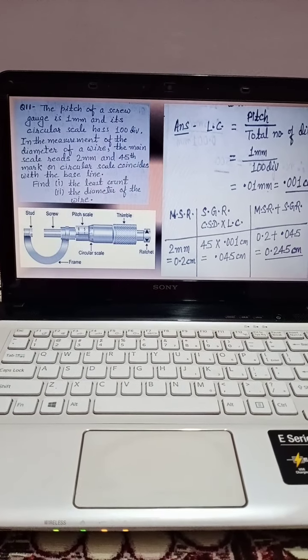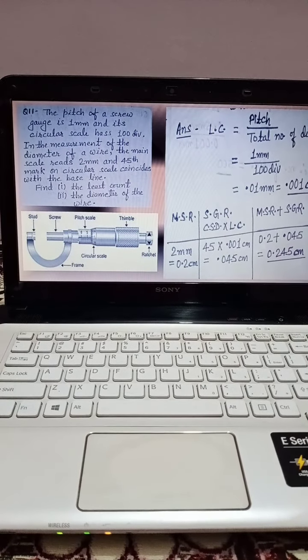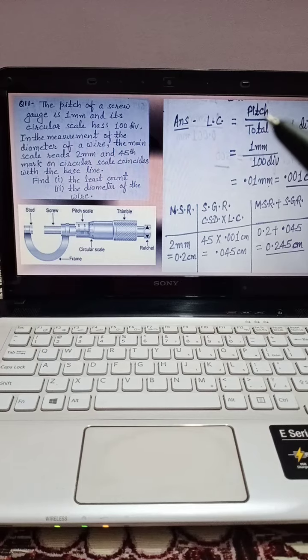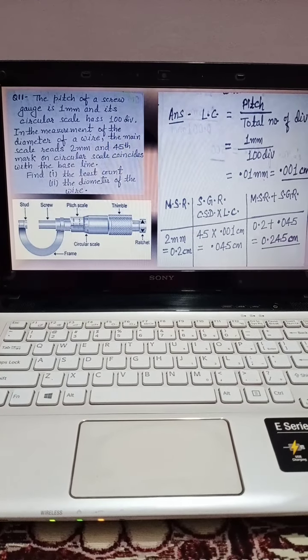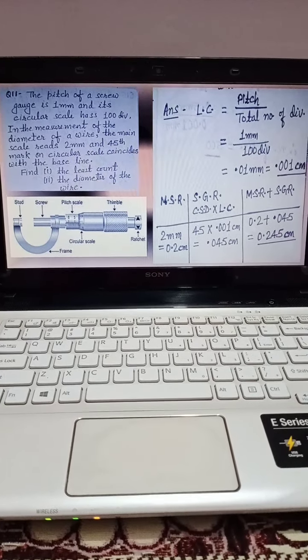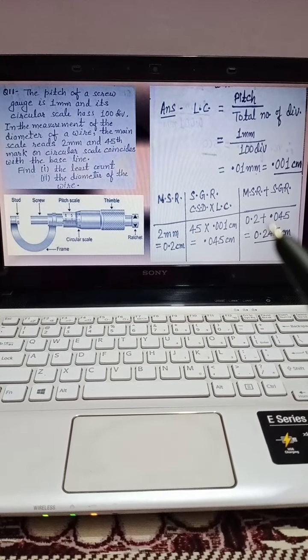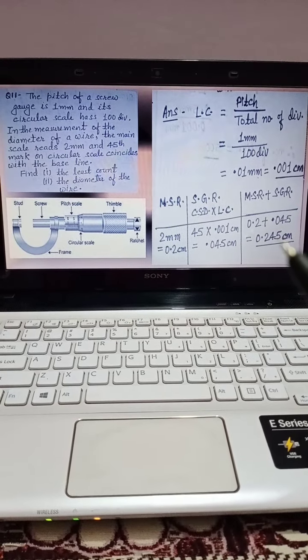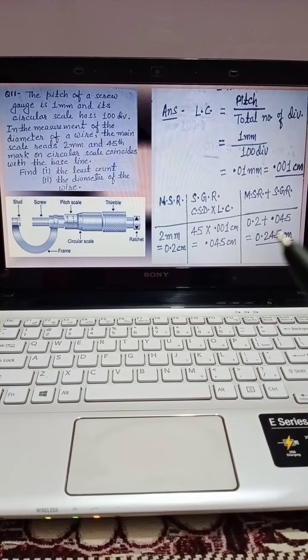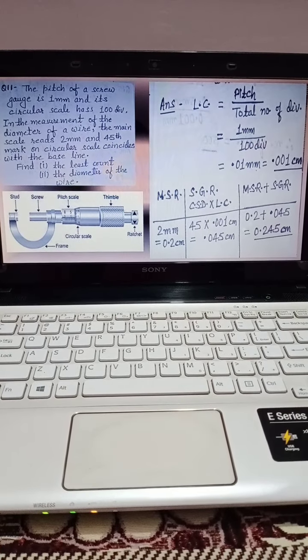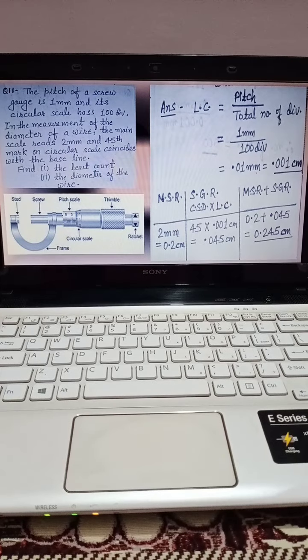So that means to find out the least count, first we have used the formula pitch by total number of divisions, so 1 mm by 100, and then we have used this tabulation to find out the diameter of the given wire.